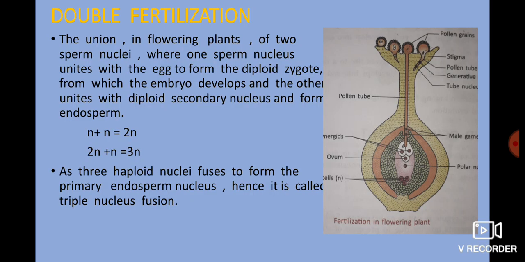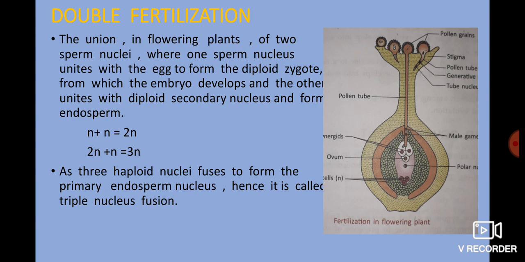Now double fertilization. Please understand properly. It is the union, obviously taking place in flowering plants only, of two sperm nuclei, where one sperm nucleus will unite with the egg. That means one male gamete will unite with one female gamete. So one male uniting with one female, what will happen? n plus n equals 2n. So they will result in the formation of a diploid zygote. This was your first criterion, from which the embryo develops. From this zygote, later on it will divide mitotically and you will get your embryo.